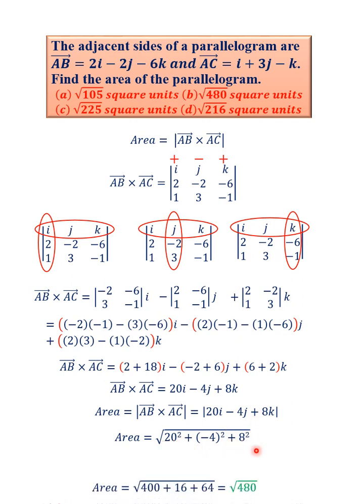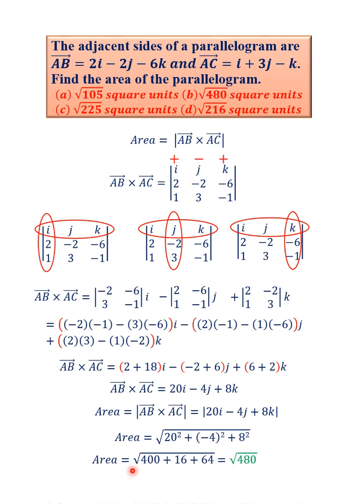Using our calculator, the square root of 20 squared is 400, plus minus 4 squared is 16, plus 8 squared is 64. The square root of this whole sum will be equal to the square root of 480 by the time you add all these values together. And so our answer is option B, square root of 480 square meters. So this is the area of the parallelogram.